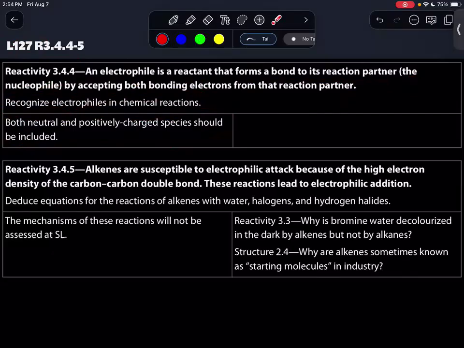Then in 5, we're going to be looking at how alkenes are susceptible to electrophilic attack because of the high electron density of the carbon-carbon double bond. So those 4 electrons create a very electron-rich, electron-dense area. These reactions lead to electrophilic addition. So we're going to be looking at electrophilic addition reactions. We will be able to deduce the equations for the reactions of alkenes with water, halogens, and hydrogen halides.